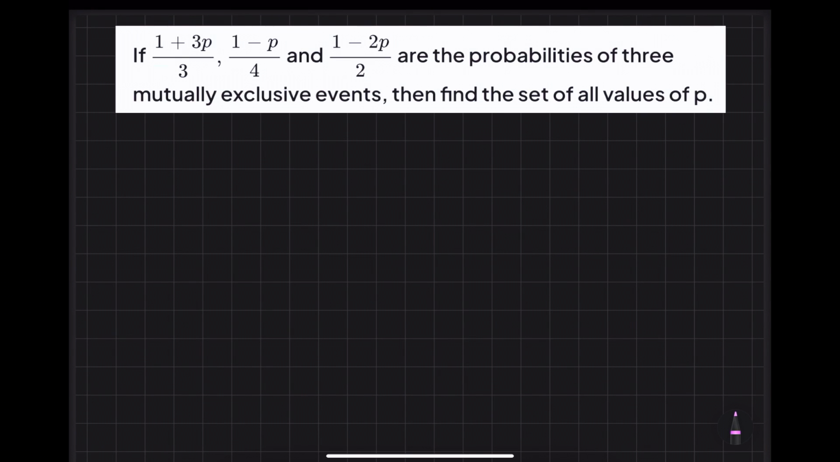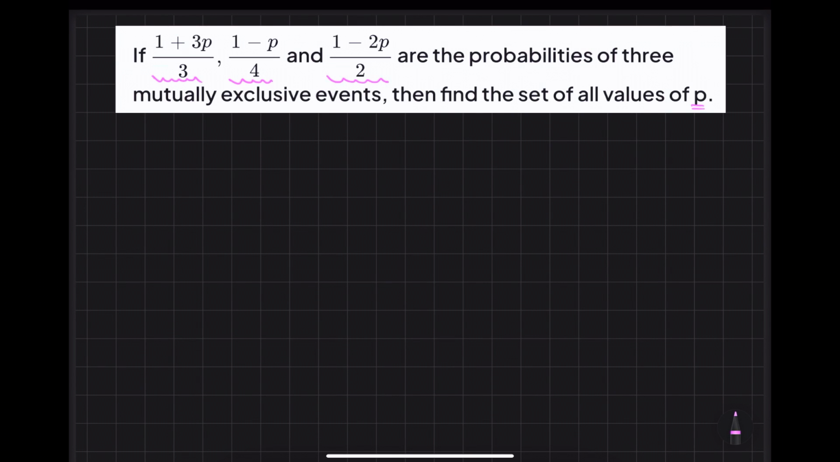So, we got a wholesome new problem which says: if these are the probabilities of three mutually exclusive events, then find the set of all values of P. Mutually exclusive means it doesn't depend upon anything else, that is, there is nothing in the intersection. Okay, now look at this.